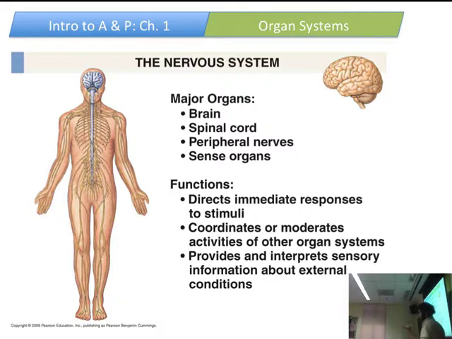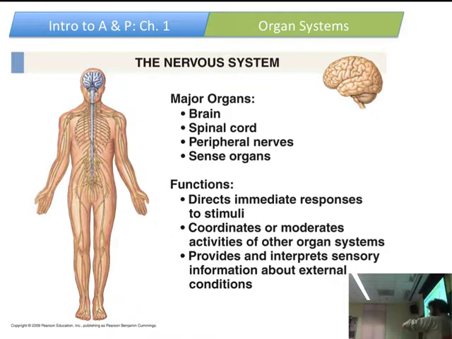So it's divided into the central and the peripheral nervous system. The central nervous system is the brain and spinal cord, and then the peripheral nervous system is the nerves and various sensory organs that radiate out from the brain and spinal cord. It is one of the two major control systems in the body. It is the control system that dictates immediate response.